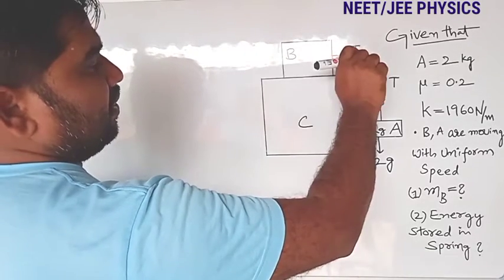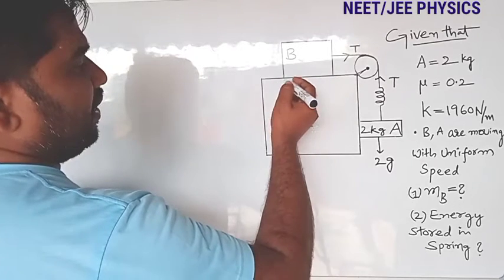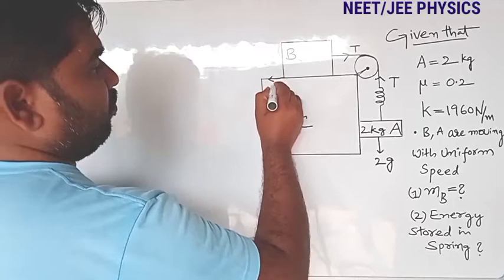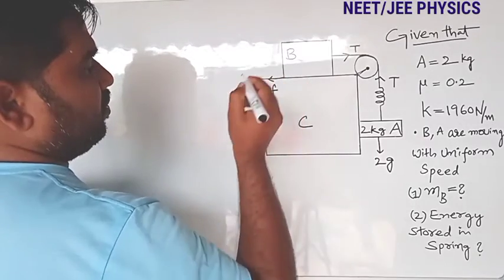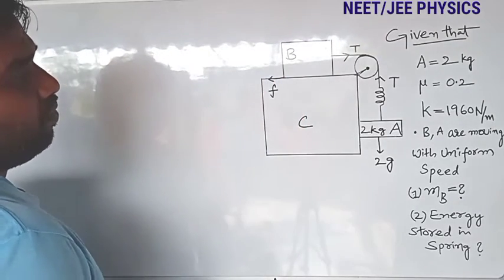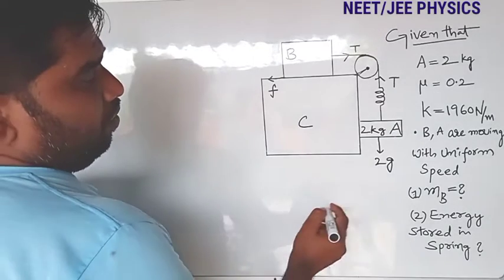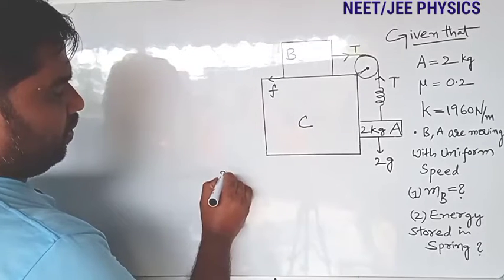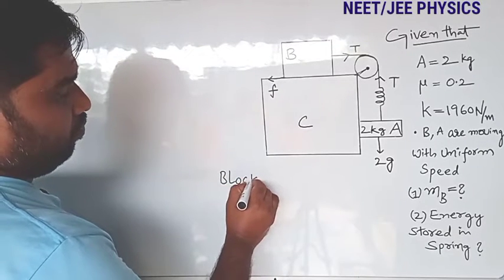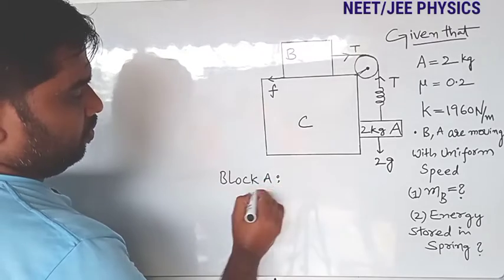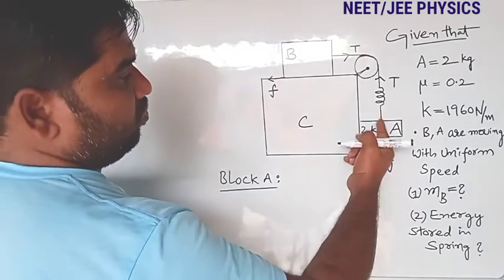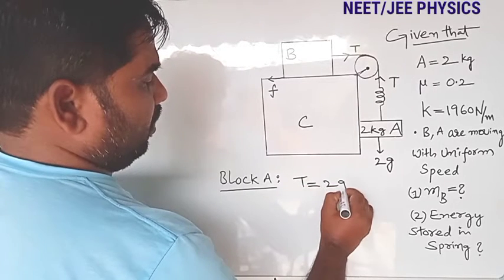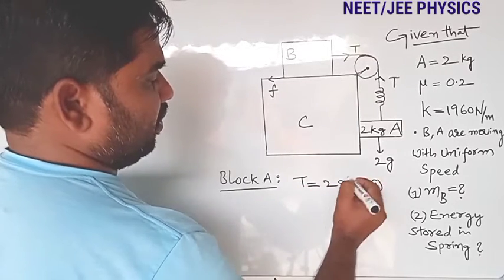And block B is sliding over the surface of C. At the same time, the frictional force F acts in the opposite direction. Here on the 2 kg block, what forces are acting? On block A, T equals 2G. Let us take this as equation 1.